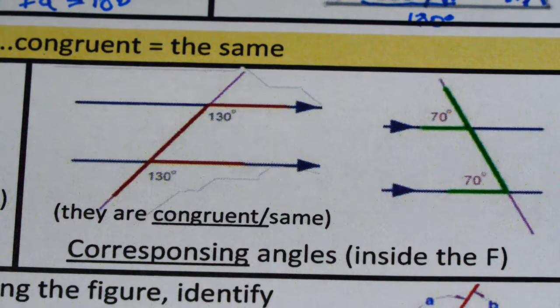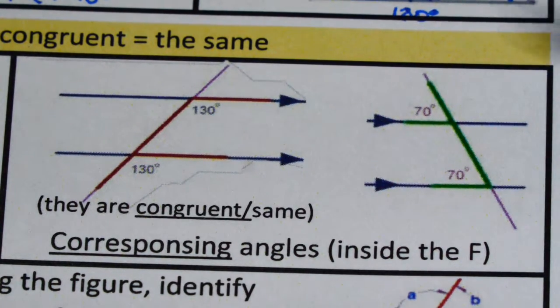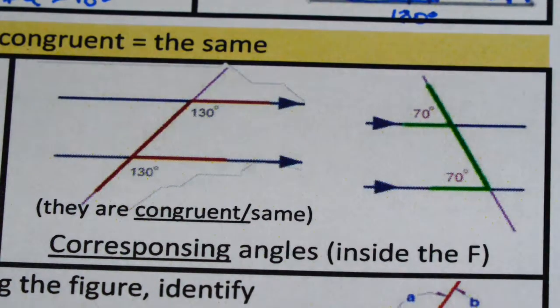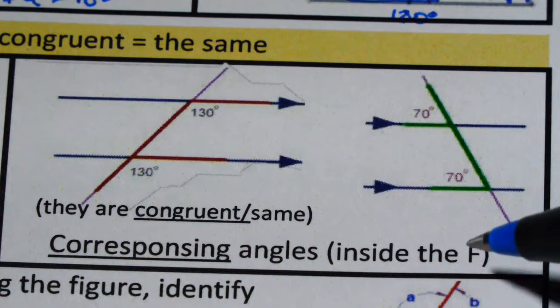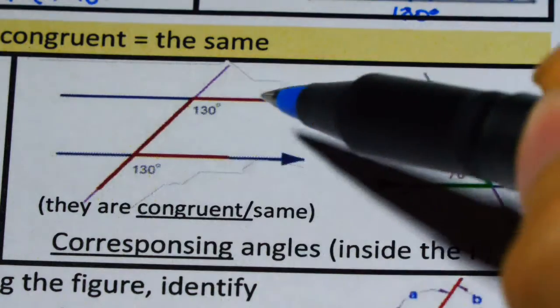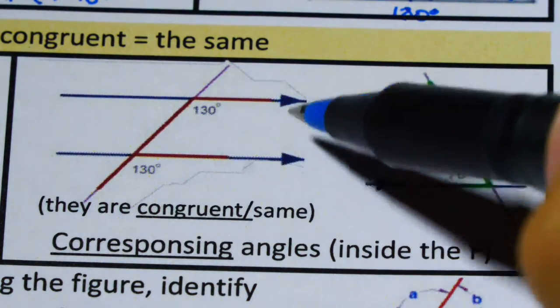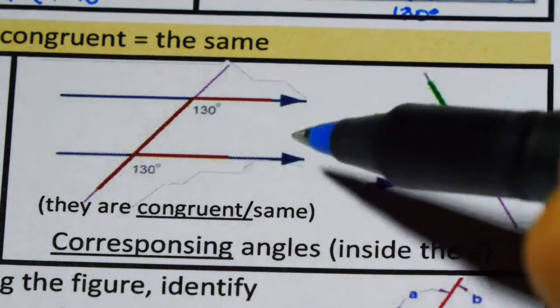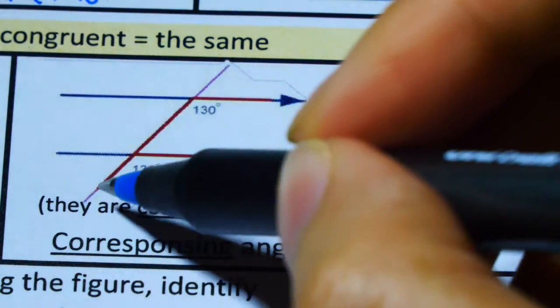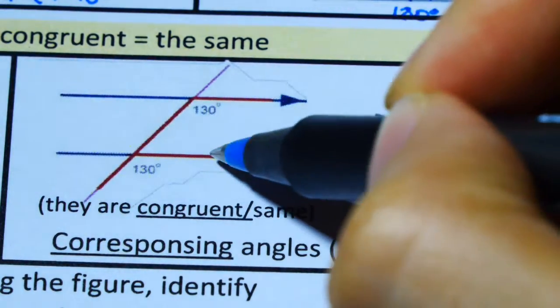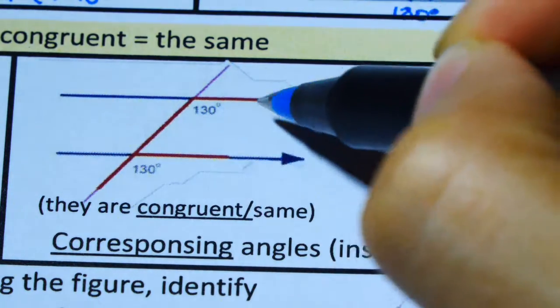Now, the other type of angle we are looking at is called corresponding angles. Now, it's not a Z anymore. We're looking at the letter F. If we have two parallel lines, they're going in the same direction, and we cut the parallel lines, we can also make an F letter. We're making this F.